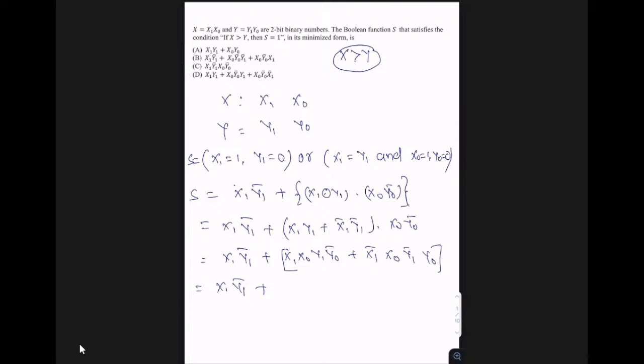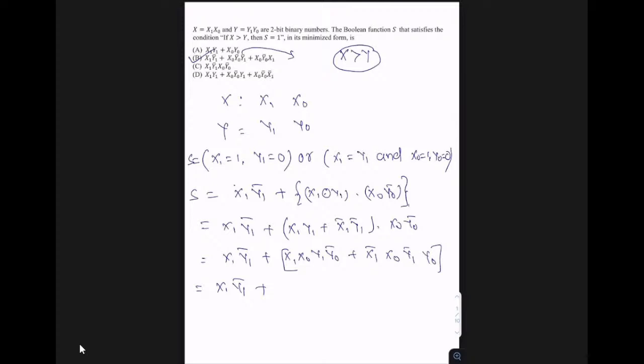How do you verify this? Either you use the K-map or you can try the min term combination, so that will also work. So x1 y1 bar, that is fine. How many min terms will you get from this? I just have to prove whether this B and this expression are equivalent or not.